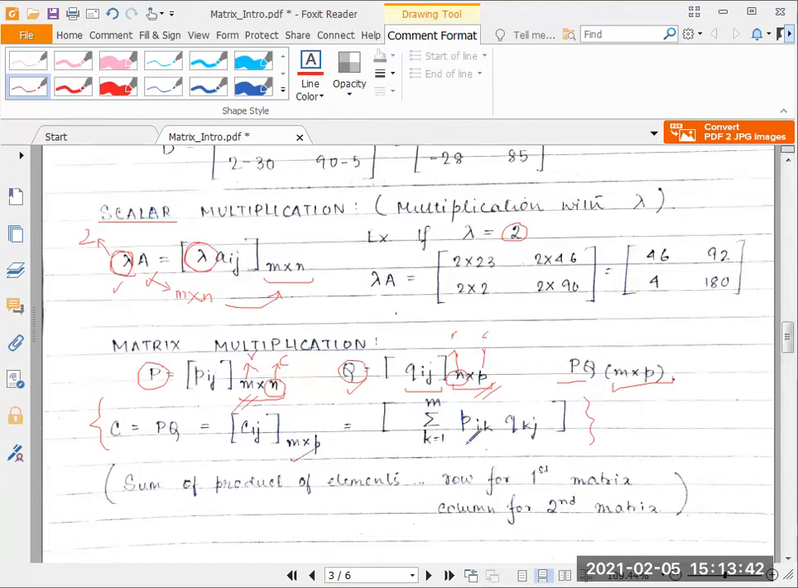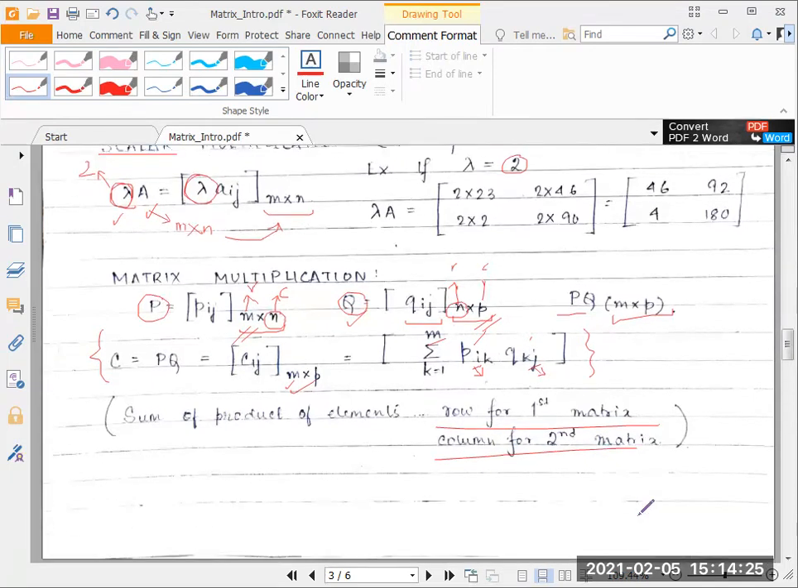Again, as I have mentioned before, the dimension will be M cross P. If P has dimension M cross N and Q has dimension N cross P, then C, which is PQ, will have dimension M cross P. And it's given by the summation over k equal to 1 to N, P_ik Q_kj. So we look at the row first and then we look at the column of the second matrix. This is the row of the first matrix, and we look at the column of the second matrix. So it is the sum of the products of the elements in the row of the first matrix and the column of the second matrix.